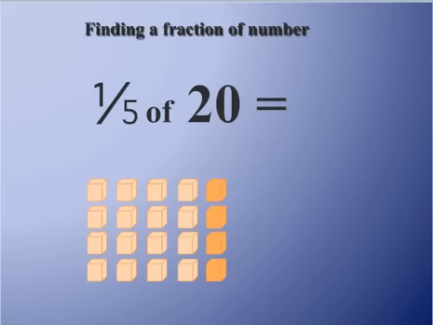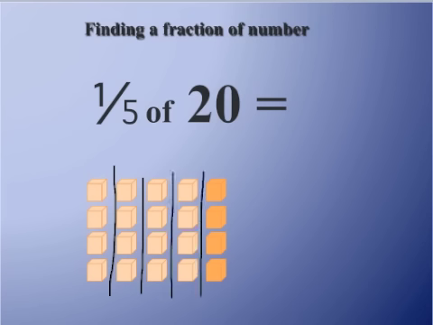Right, let's recap. To find 1/5 of 20, I had to divide my whole number by the denominator of the fraction. In this case, I had to divide or split 20 into 5 groups. I can do this with my cubes, or I could write it as a number sentence.